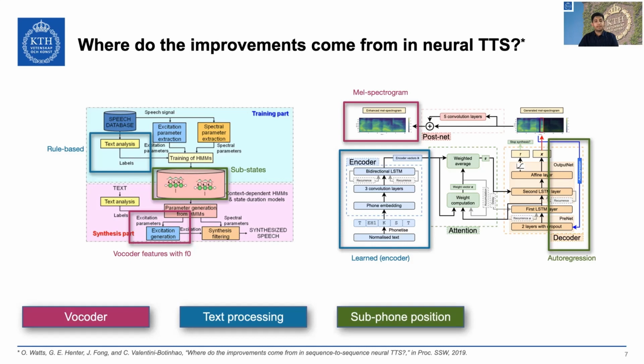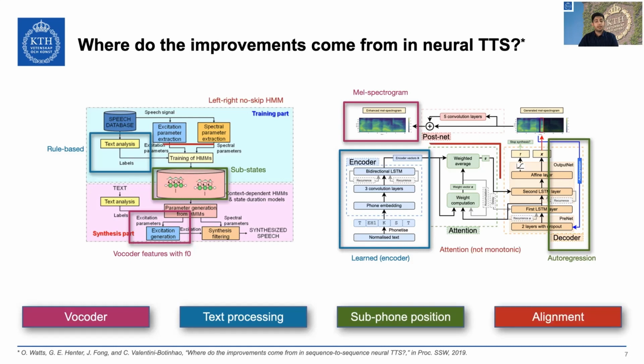SPSS uses multiple HMM states per phone to increase the granularity of the modeling, whereas Tacotron and its derivatives use autoregression to enable predictions that are different for every time frame. SPSS uses left-to-right no-skip HMMs to align the input and output sequences, while sequence-to-sequence neural systems use learned neural attention instead.